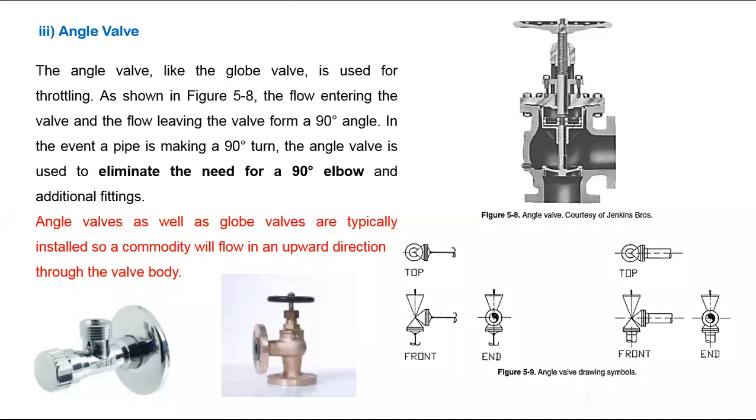Angle valves as well as globe valves are typically installed so that the flow goes in the upward direction through the valve body. For the angle valve, we are giving it like this only. In piping, we are giving it like this only.